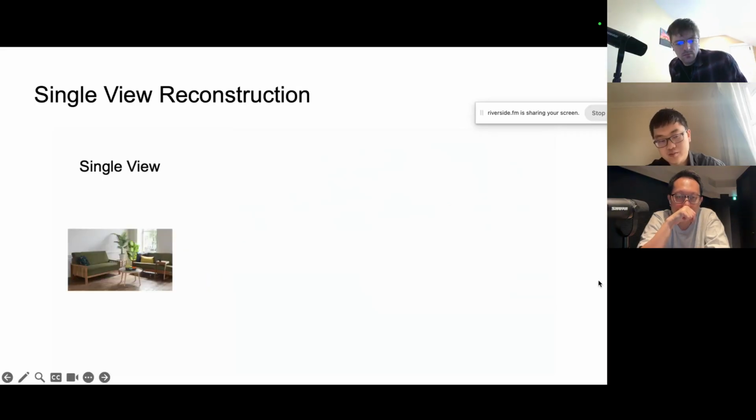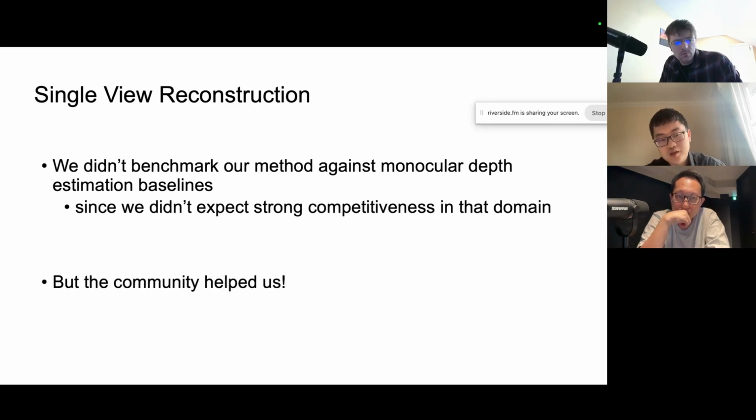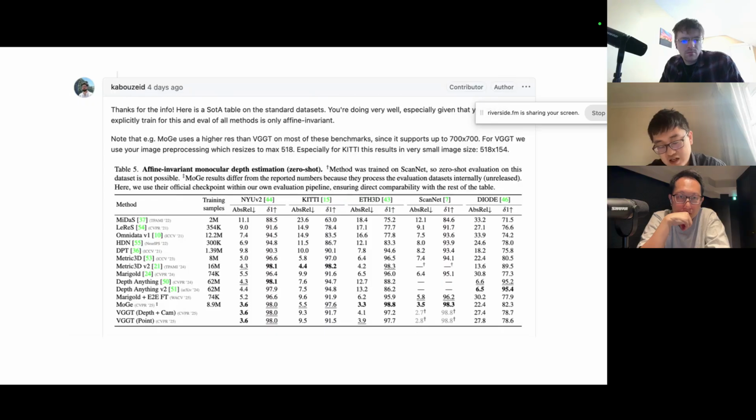Here are some qualitative examples. In the beginning, we just provided the qualitative results and did not benchmark our method on monocular depth estimation, because we thought our method could not work in a competitive manner there, as it was never trained for monocular tasks. But the community helped us to test it and found that even though our method was never trained for single view tasks, it is almost state of the art in monocular depth estimation. I think this is something quite interesting.